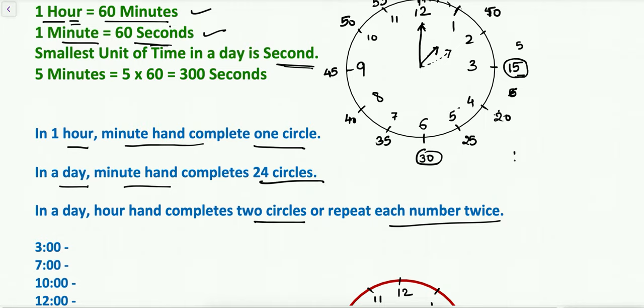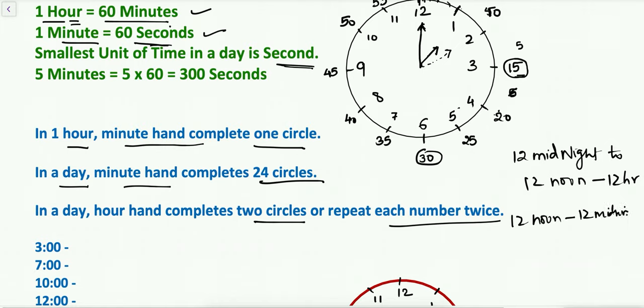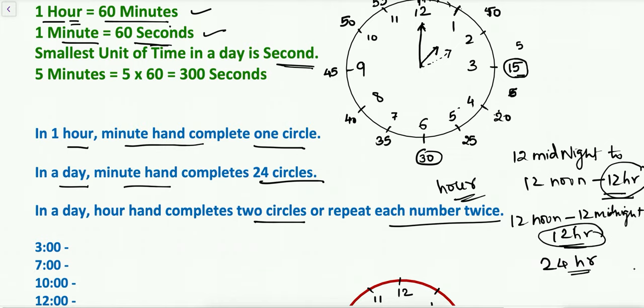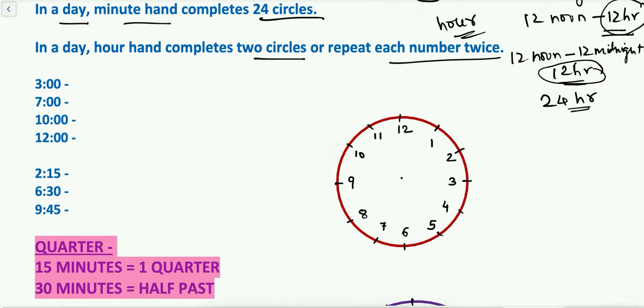12 midnight to 12 noon is 12 hours, and from 12 noon to 12 midnight is again 12 hours. So in total we have 24 hours in a day. The hour hand moves twice. It completes two circles, one for the day's 12 hours and one for the night's 12 hours. Now we'll see how to write the time and how to read a clock.